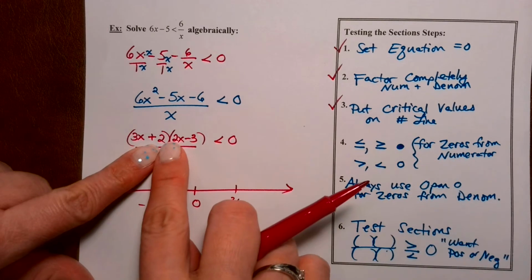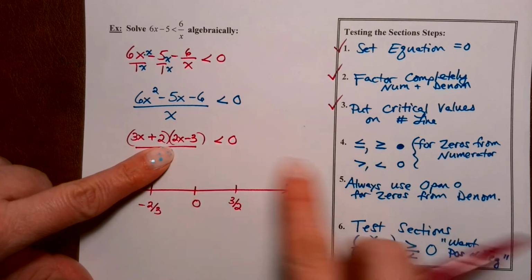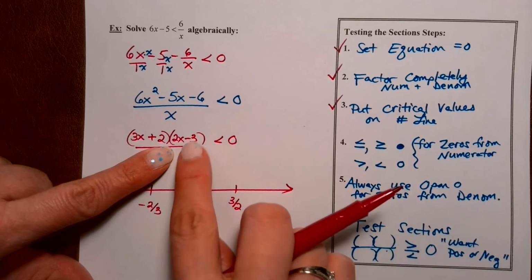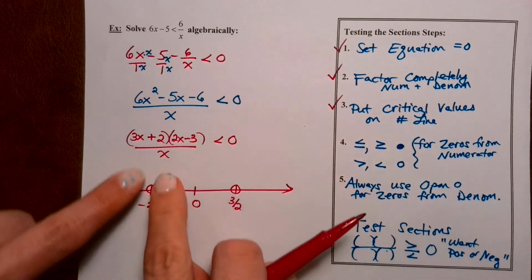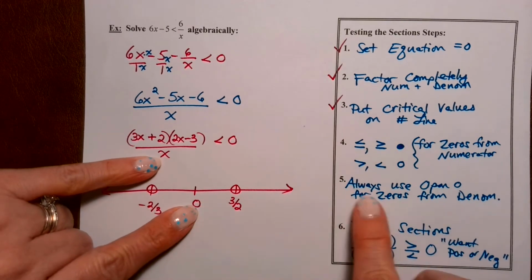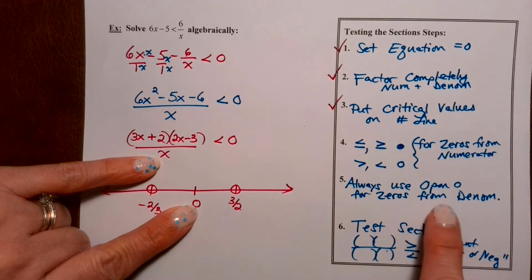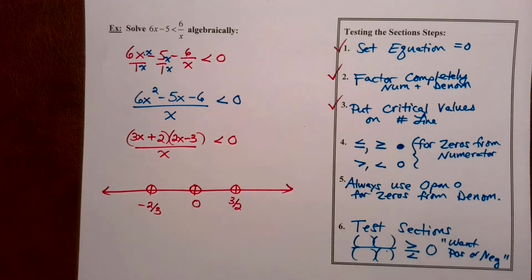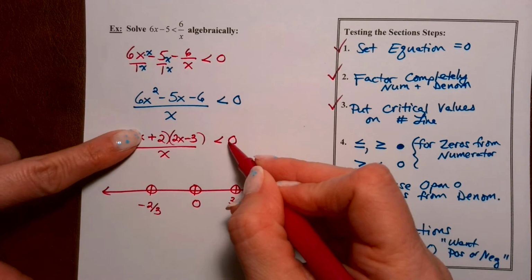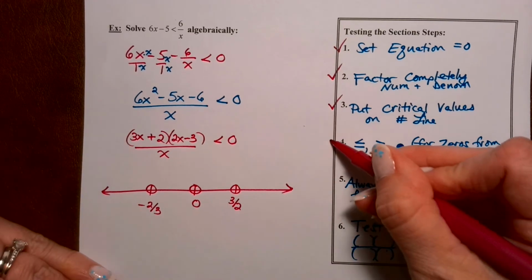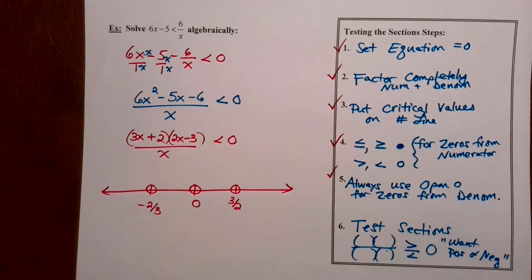From the numerator, I have a less than sign. Less than signs, we're going to put open bubbles on these fractions. Open bubbles. And then x, which gave us 0, always use open bubble for the denominator. Okay, so everything's open. Open because denominator, and then open because less than. Okay, check, check. Oh, it's the fun part, testing the sections.